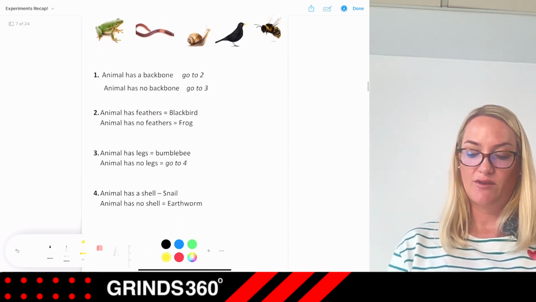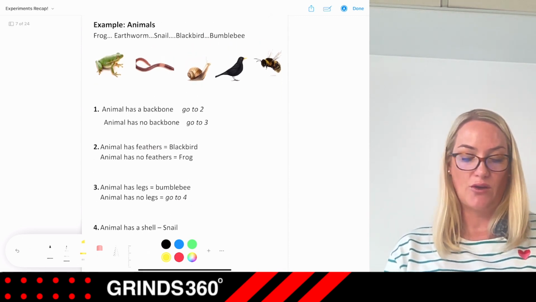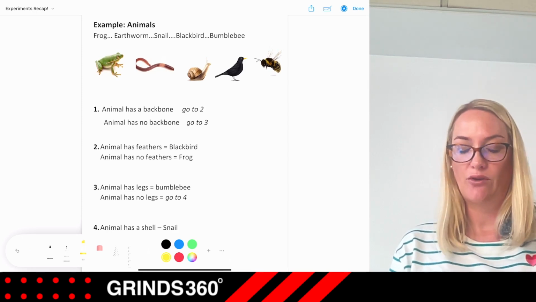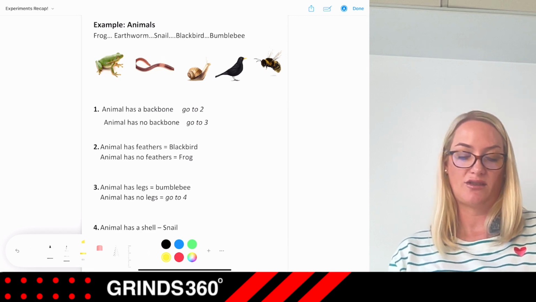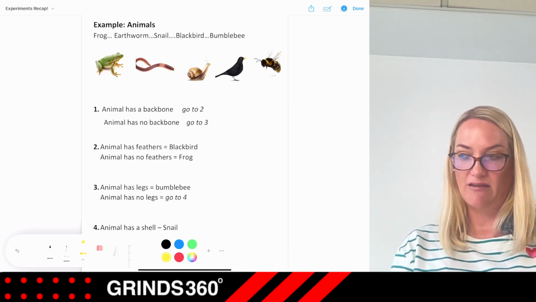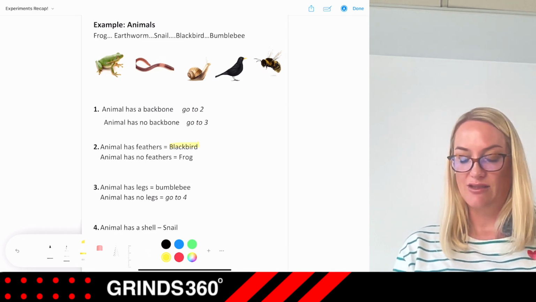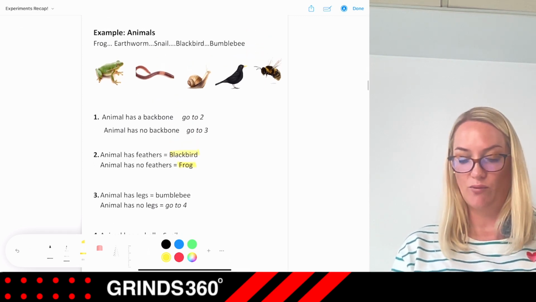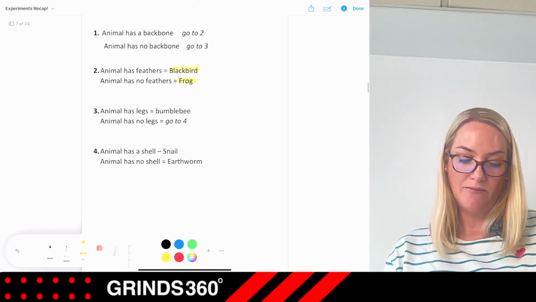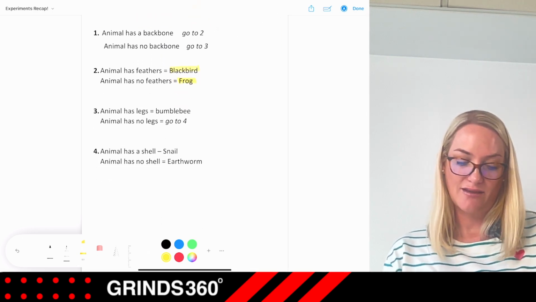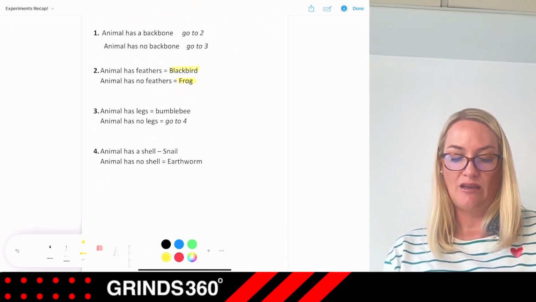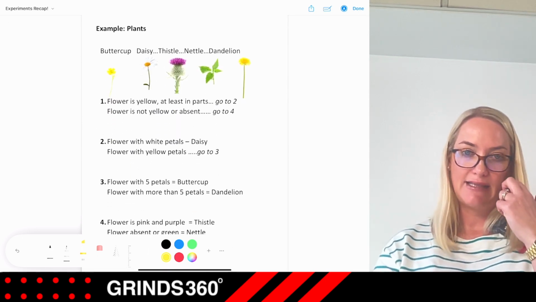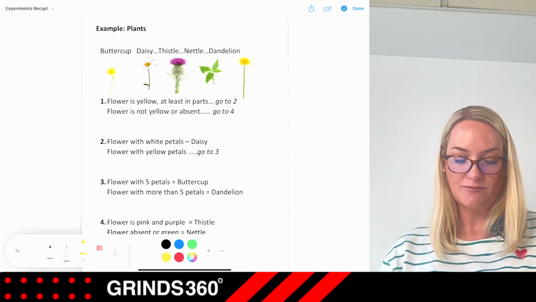So here's my animals. So does the animal have a backbone? No, go to 2. The animal, does it have a backbone? Go to 2 if it does. If it doesn't, go to 3. So animal has feathers, therefore it's going to be the blackbird. Has no feathers, it's going to be a frog. Animal has legs, so it's our bumblebee. Has no legs, go to 4. It has a shell, so therefore it's a snail. Has no shell, earthworm. Then we have for plants as well. So 5 plants: buttercup, daisy, thistle, dandelion, and nettle here.